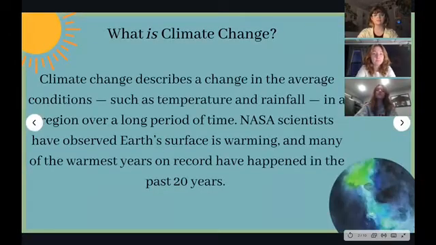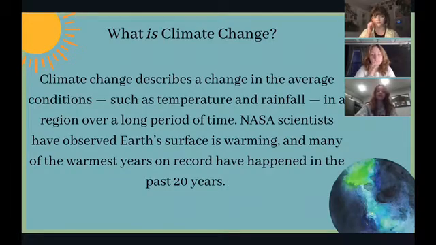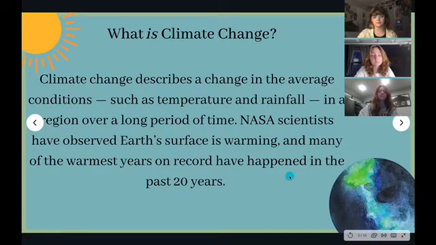So first we want to go over what is climate change. Climate change describes a change in the average conditions, such as temperature and rainfall, in a region over a long period of time. NASA scientists have observed Earth's surface is warming, and many of the warmest years on record have happened in the past 20 years.